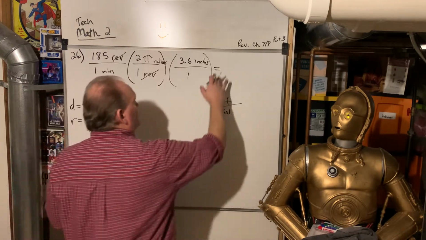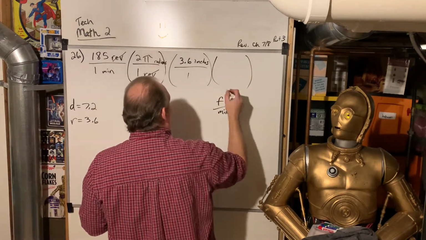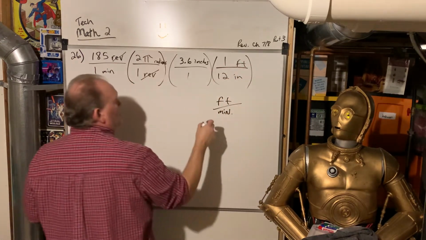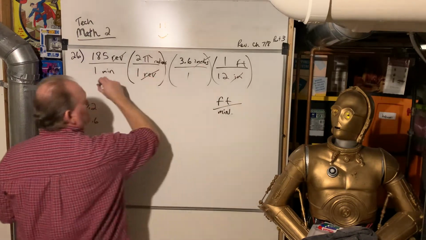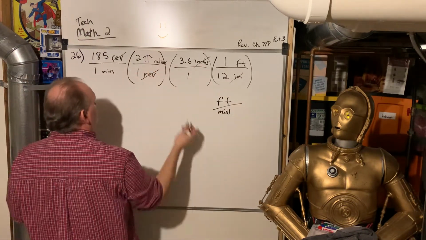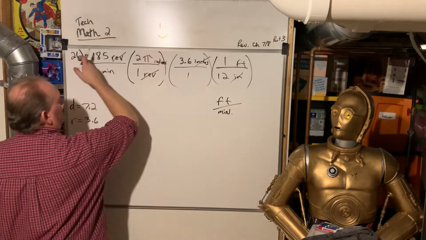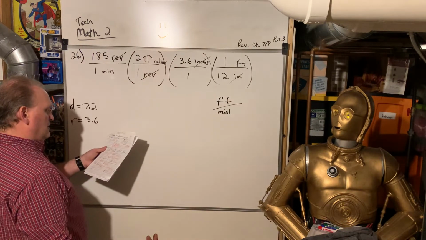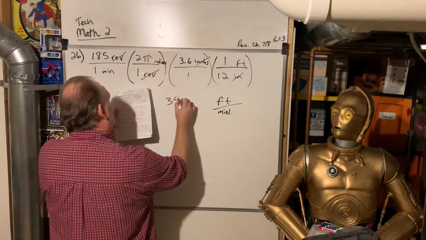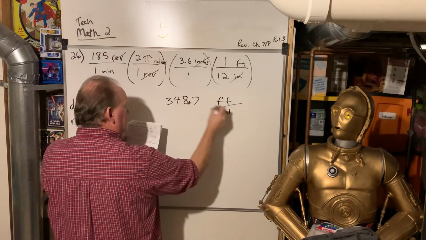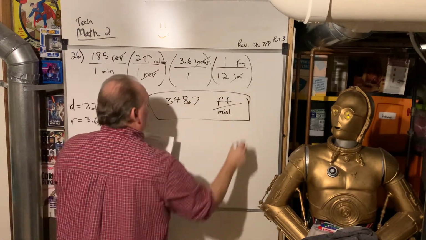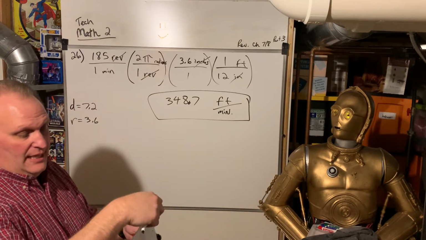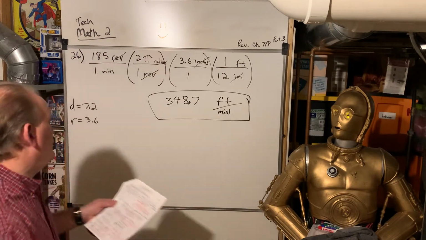Oh, and wait, one more. We want it not in inches. There's 12 inches in 1 foot. So now inches cancels, revolutions cancel, radians basically goes away because we're doing it times the foot, and that should be it. So 348.7 feet per minute. That one was a little confusing. Let's look at 27.